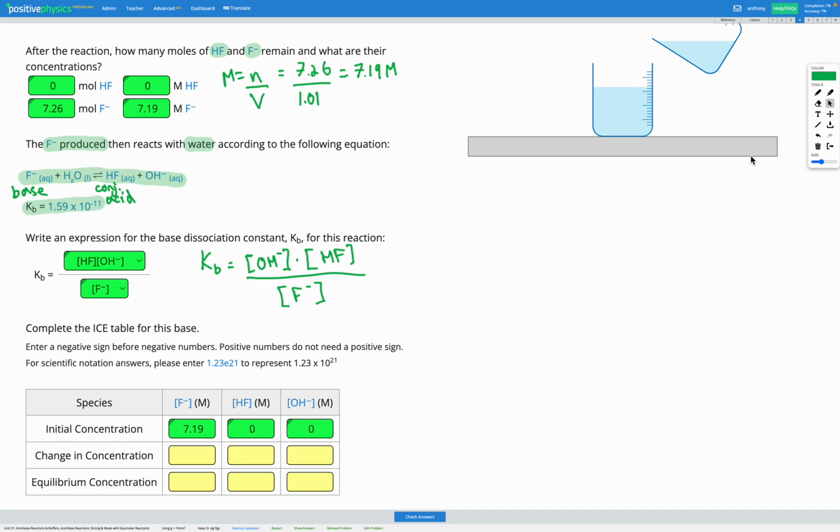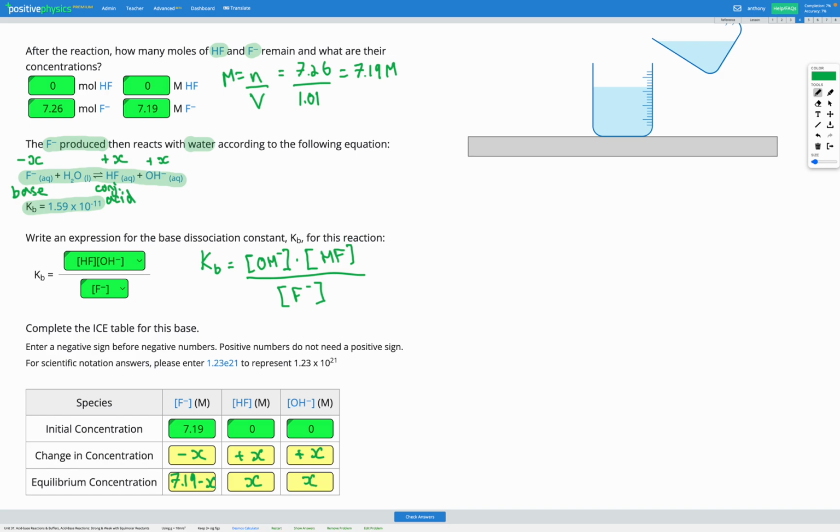We need to figure out our equilibrium concentrations. To do that, we're going to write an expression for our change in concentration in terms of X. And looking at our equation here, if F- got used up, that would be minus X for F-. We're going to produce one HF and one OH-. So that gives us a change in concentration of negative X for F-, positive X for HF, and positive X for OH-. That's going to leave us with an equilibrium concentration where we add together our initial and our change. So it's going to be 7.19 minus X for F-. It's going to be 0 plus X, which is just X for HF, and 0 plus X, which again is just X for OH-.